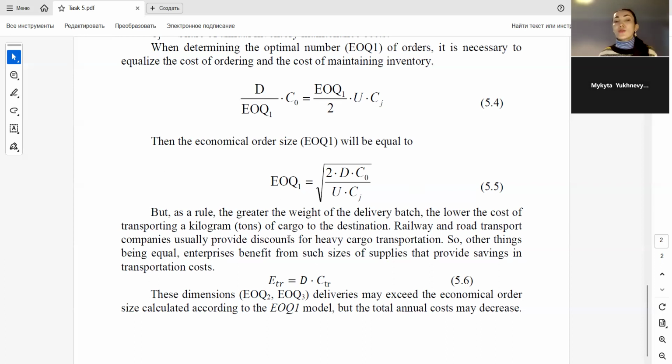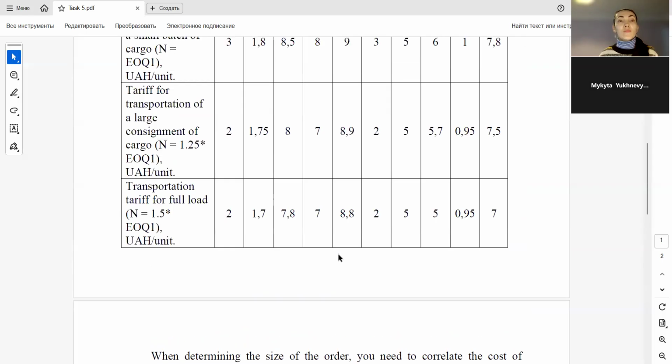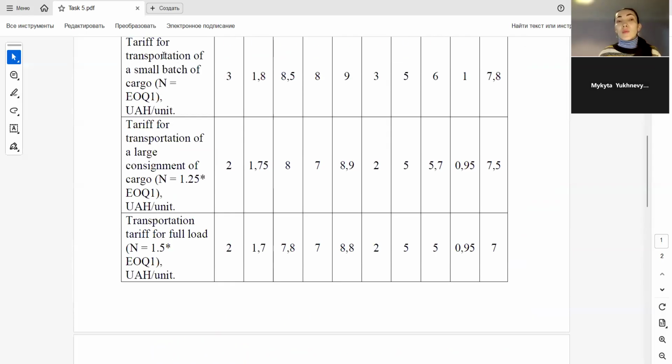Under this calculation, you could write EOQ2 is equal to, and we used this meaning in this table. For first part, it is small batch of cargo. We use only EOQ1 that we are now calculated. For next position, it is large consignment of cargo. We used 1.25 multiplied on our EOQ1. So please write now EOQ2 is equal to 1.25 multiplied on your meaning EOQ1 that you are now calculated.